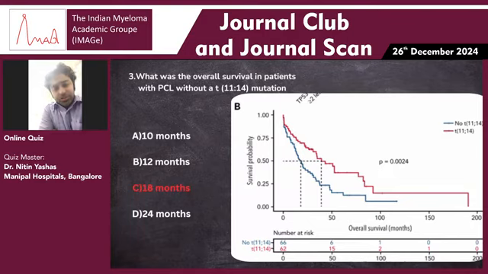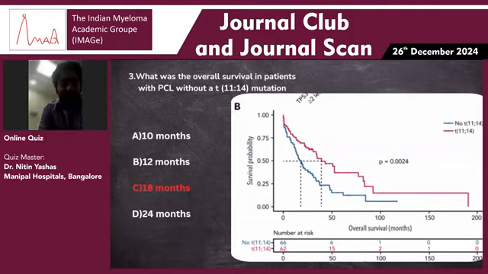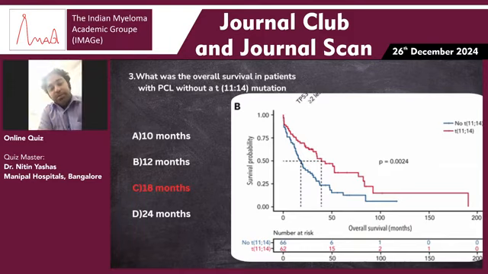Right, next question. And very typically, we know that the PFS in those with t(11;14) is much better, as can be seen in this curve as well. Whereas in those who did not have a t(11;14), the median survival was much lesser, and it was about 17.9 months, approximately 18 months. So 18 months is the correct answer. Right, next question.